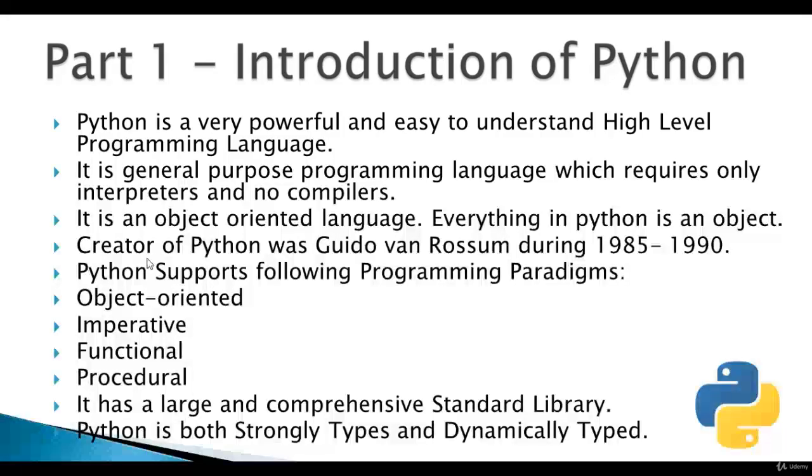So next thing is, creator of Python was Guido van Rossum during 1985 and 1990. Python supports the following programming paradigms. It is object oriented, it is imperative, it is functional, it is procedural, and it has a large and comprehensive standard library. Python is both strongly typed and dynamically typed. So this is the introduction of Python.